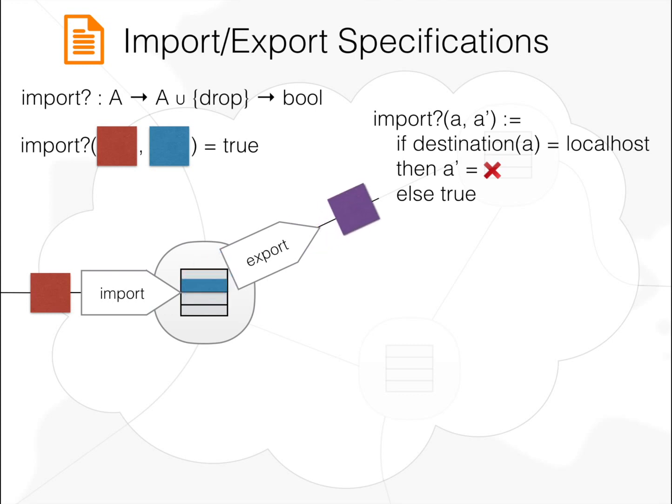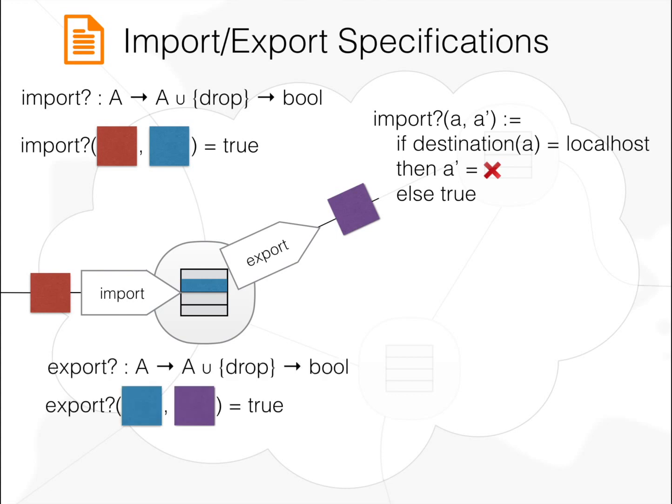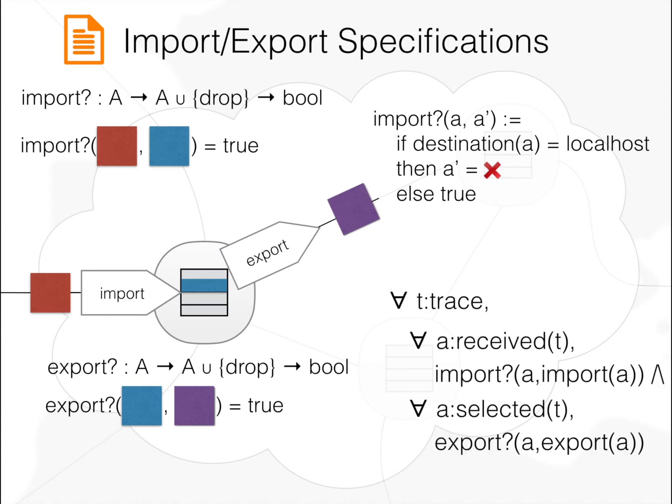Now we also have a specification language for export, and this specification language is almost the same as the import specification language. Now we can say formally what it means for these specifications to hold. It means that for all possible network traces T, it must be the case that the import filter returns true on any received announcement and the corresponding imported announcement, and that the export specification returns true for every selected announcement and the corresponding exported announcement.